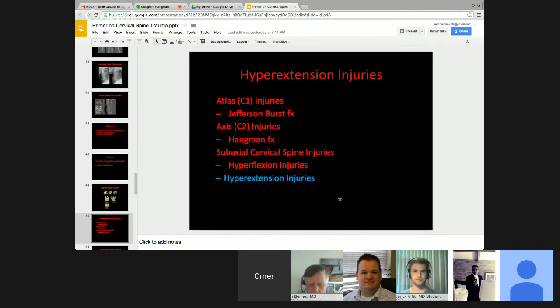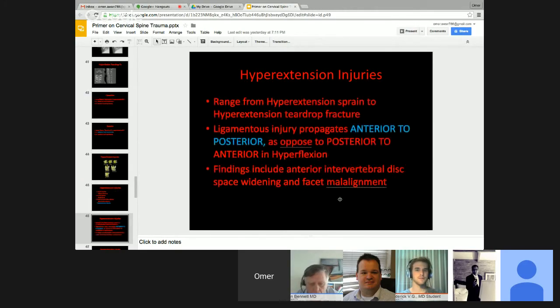Moving on to hyperextension injuries. These are a little different, much different than hyperflexion injuries. These range from hyperextension sprain to hyperextension teardrop fractures. And contrary to hyperflexion injuries, in hyperextension injuries the ligamentous injury propagates anterior to posterior, as opposed to posterior to anterior, as we saw in hyperflexion.